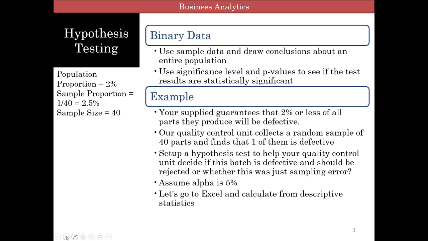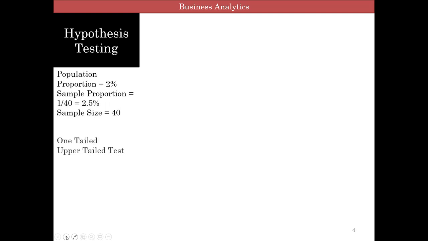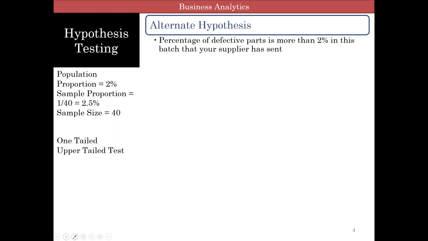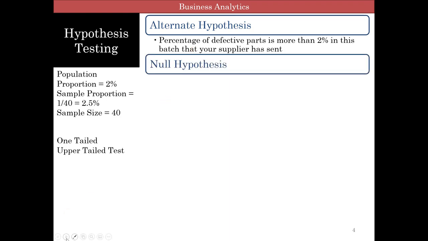So let's move on and talk about how we are going to do the hypothesis test here. The first thing we do: this is a one-tailed upper-tailed test, because your null hypothesis, or default, is that the defective rate is equal to 2% or less. We're really looking to see whether this sample proportion comes from a population which has a population proportion greater than 2%. So this is an upper tail test. Here we have the percentage of defective parts is more than 2%, and that's what we are looking at. The null hypothesis is that it's not more than 2%.